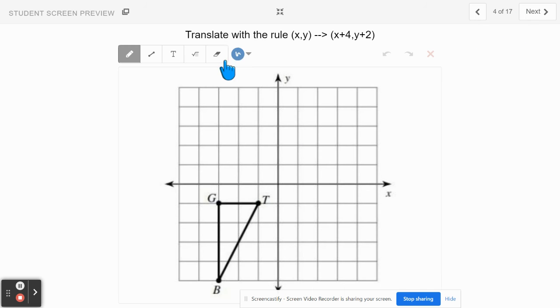All right. Now translate with the rule +4, +2. Make sure you remember your rules. +4 means we're going to go to the right. +2 means it's going to go up. So it should be up here somewhere. Hopefully we get a good example shown to the class.